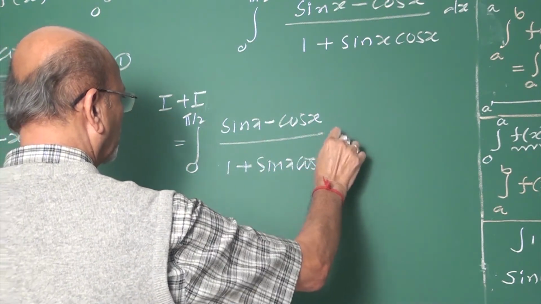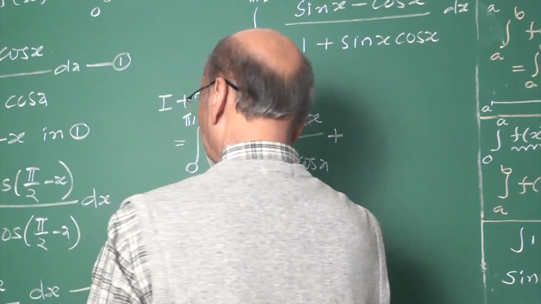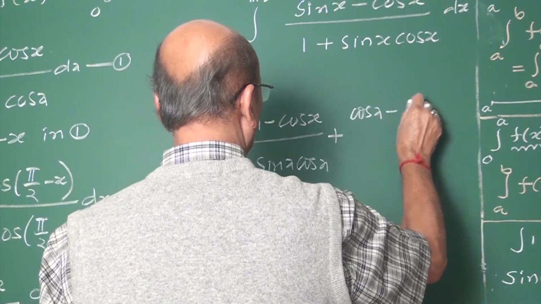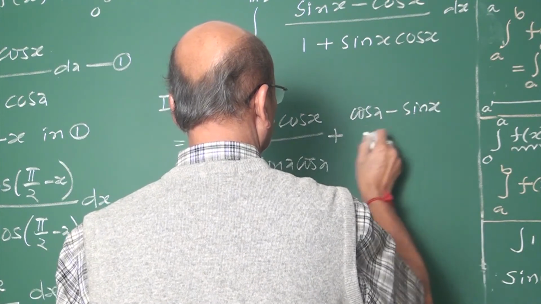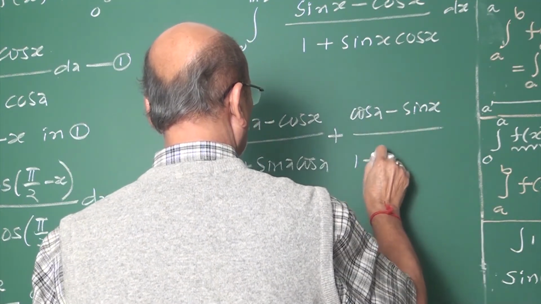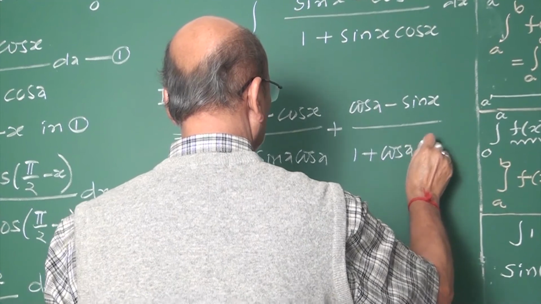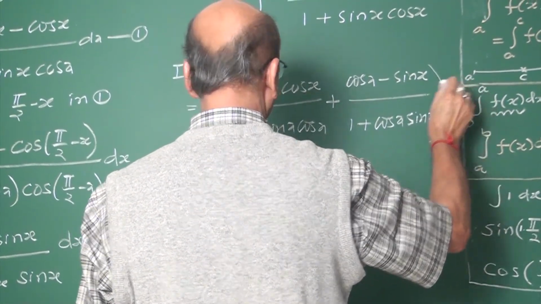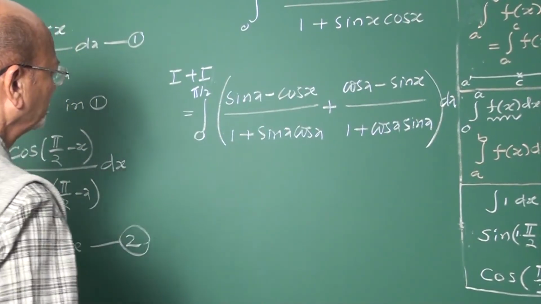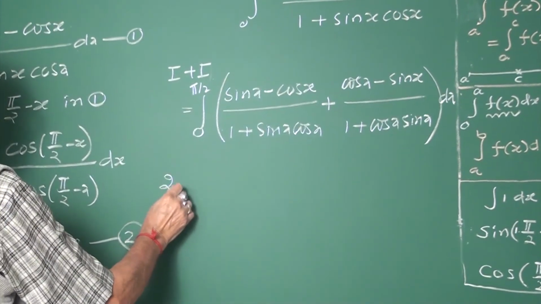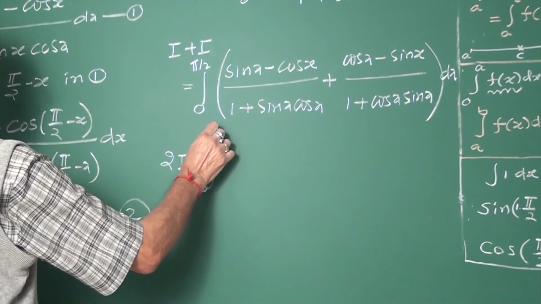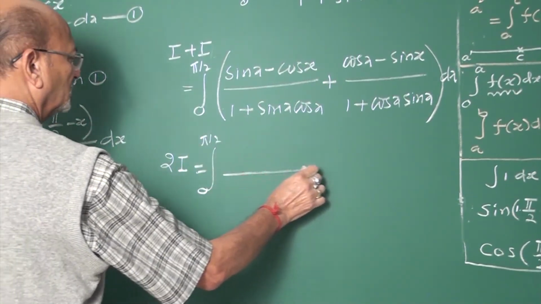You are adding plus. What is the second integrand? Cos x minus sin x, denominator 1 plus cos x sin x, dx. Same thing. It is 2I. 2I, integral 0 to pi by 2.